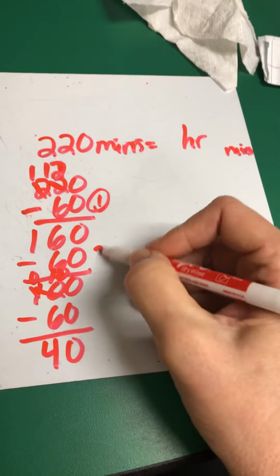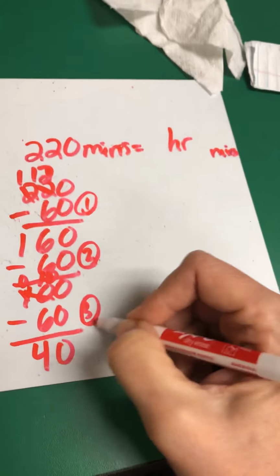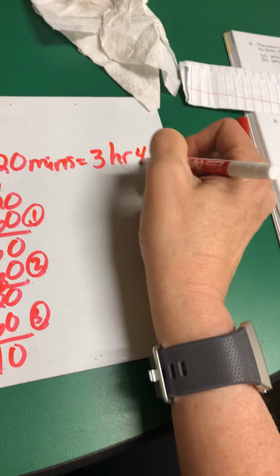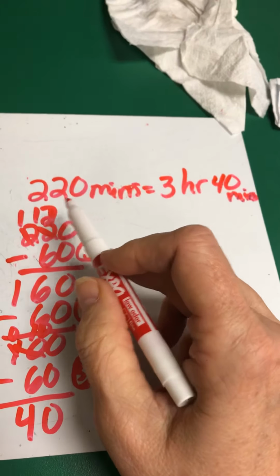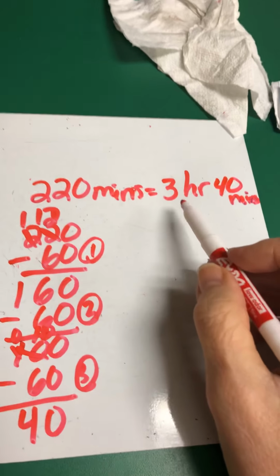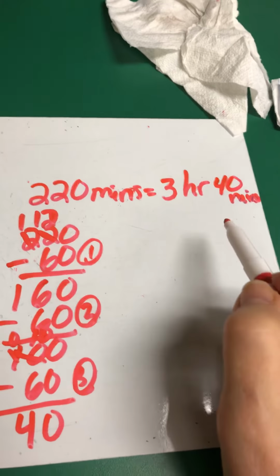How many times did I subtract 60? 3. And what's left over? 40 minutes. So 220 minutes equals 3 hours and 40 minutes.